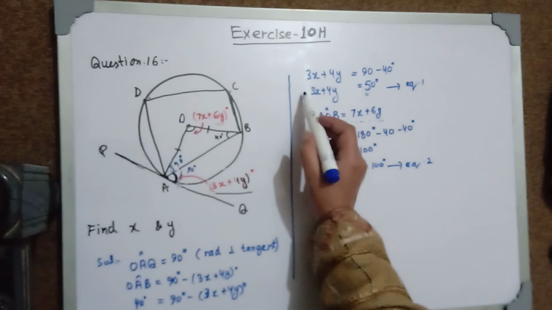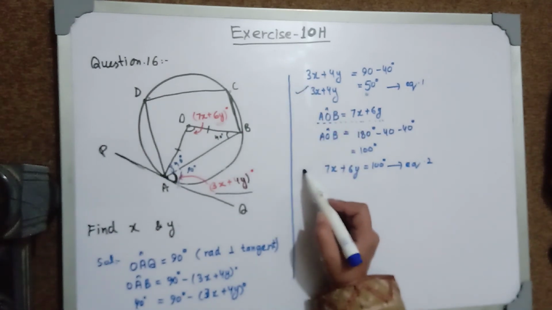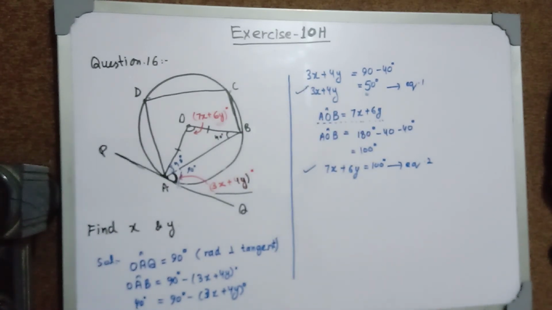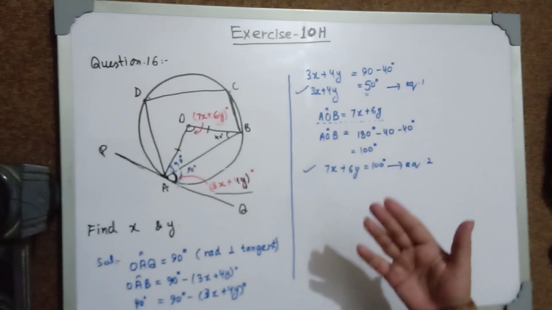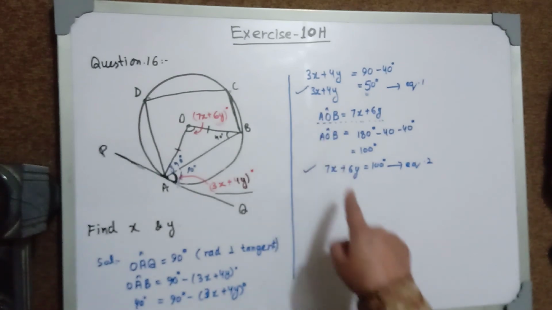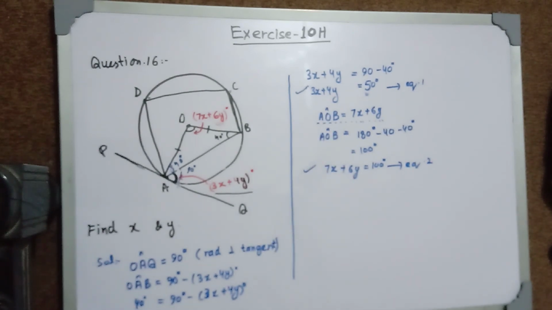Now you can use these two equations to find the values of x and y. You can either use the substitution method or you can multiply the equations to find the value of both variables. Okay, that's all for this question.